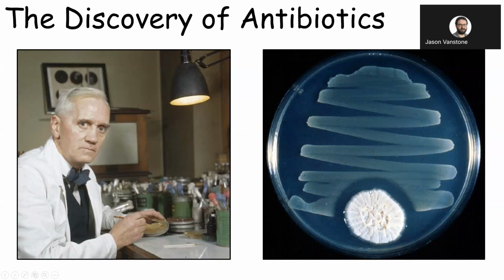So he wanted to know what was going on here. He looked into this, and over years and lots of experiments, was able to identify that the fungus here, which is a penicillium fungus, is actually releasing a chemical into the environment, which we termed penicillin.